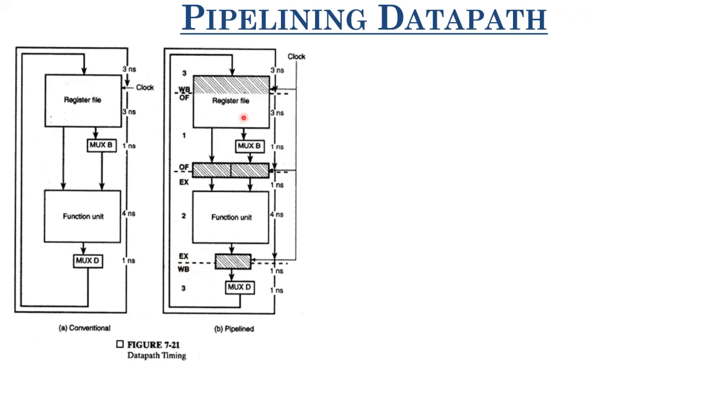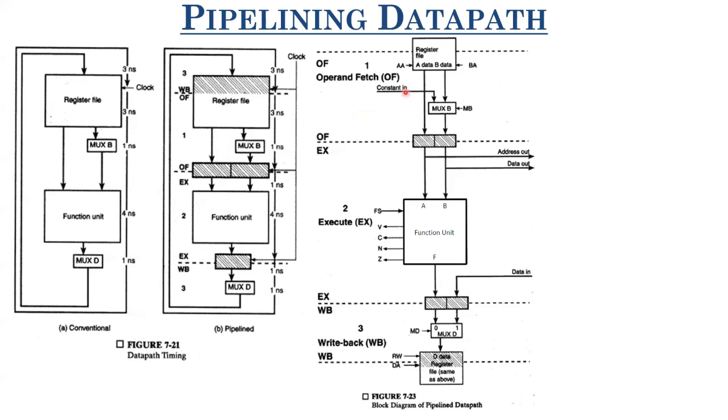So just by pipelining this data path, people are able to reduce the clock period or significantly increase the frequency. If you want to go into details, the first step is that the register takes some data from memory or from some external inputs. So the first process is operand fetch.